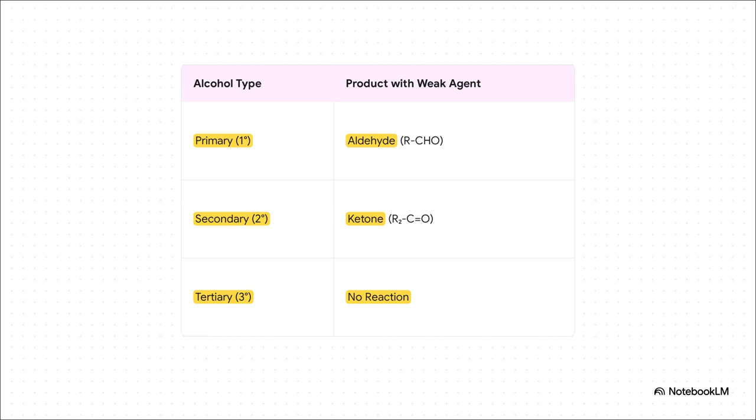A primary alcohol? It'll oxidize to an aldehyde. A secondary alcohol, it becomes a ketone. And a tertiary alcohol, well, it won't react at all. Why? Because that central carbon doesn't have any hydrogens left to remove. It's a super simple, super effective way to tell them all apart.